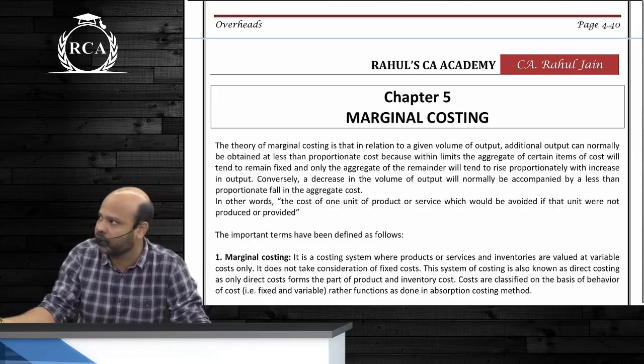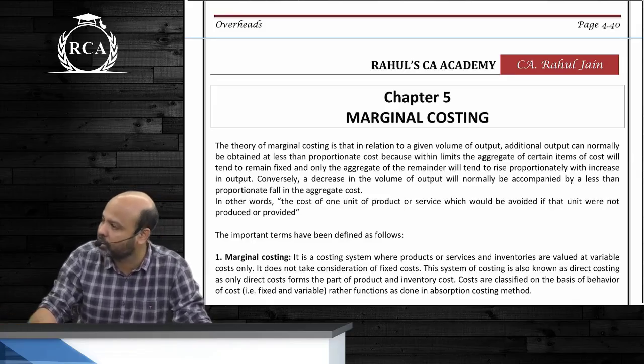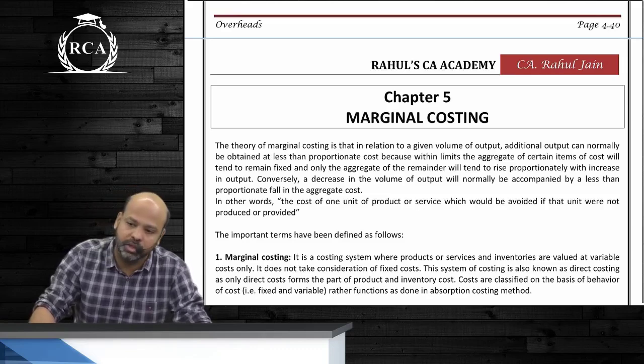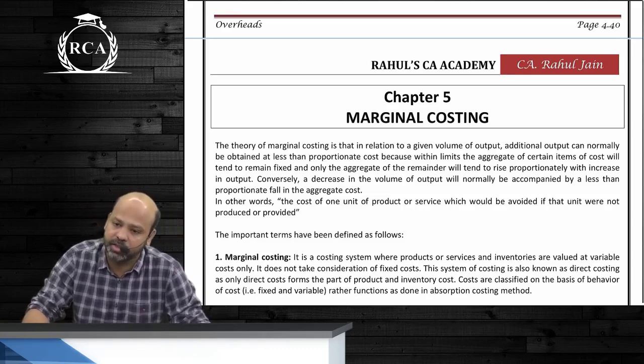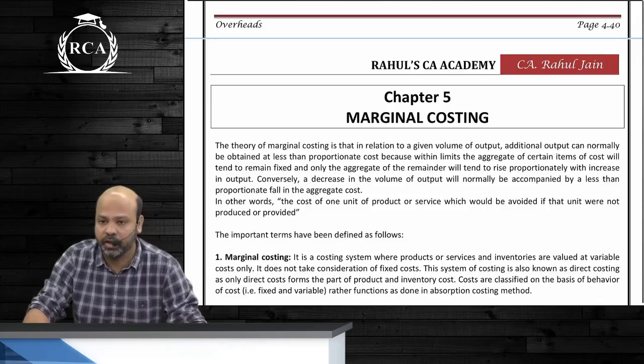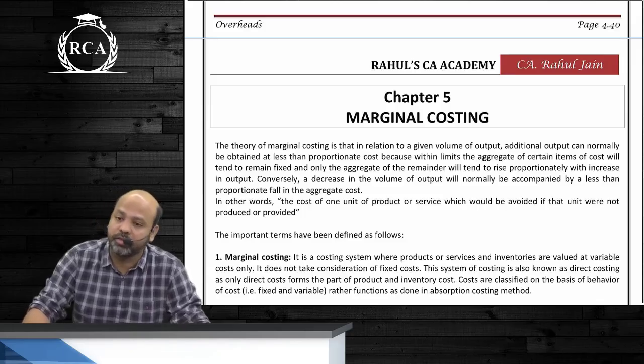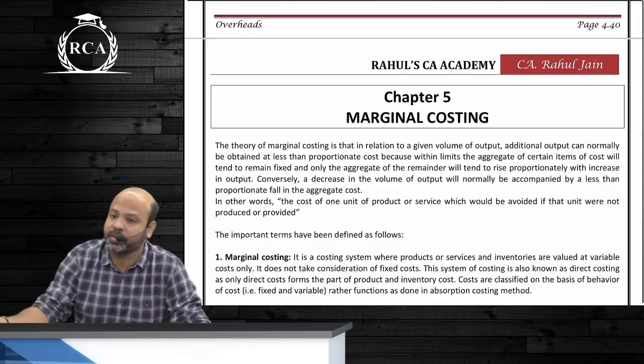The two techniques of costing are marginal and absorption. Marginal costing tells us that we should include only variable manufacturing expenditure in the valuation of inventory. We will not include fixed manufacturing expenses. This option is not available in accounts.